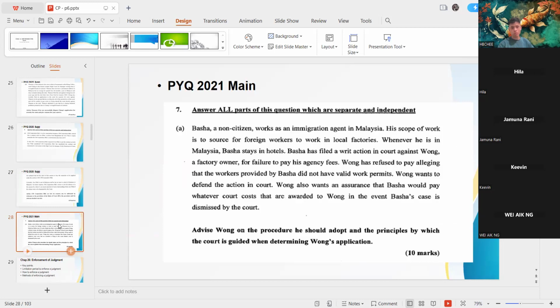Yeah, this one is more civilized now. This one, 2021. You see, first thing, non-citizen. Second thing, he stays in hotel. Now for the security for costs, we just roll up everything from Order 23 Rule 1, and then the application, and then the cases and the factors. We can secure the 10 marks question already.